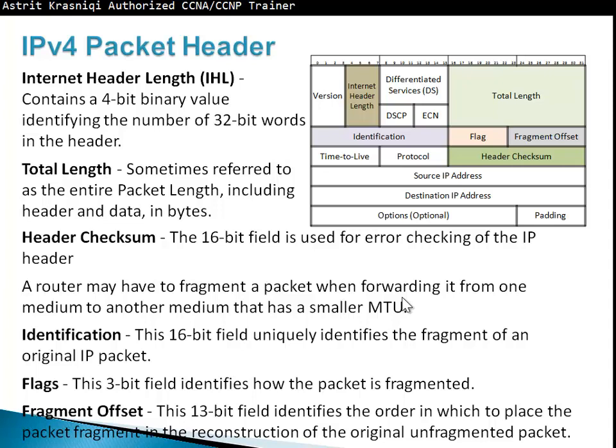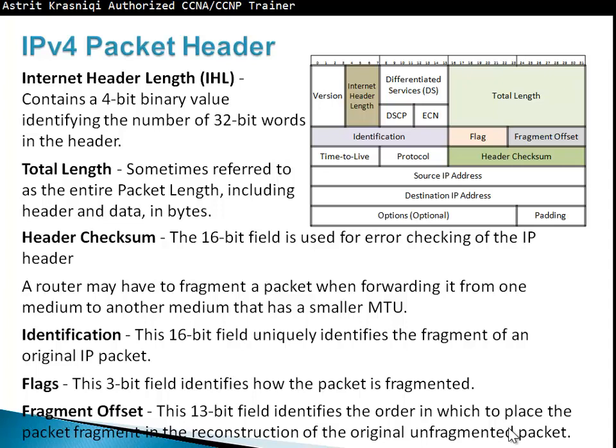Then, like I said earlier, if, for example, the medium that we are using is different, the IP might have to fragment the packet. If they fragment the packet, then those three fields here, identification, flag, and fragmentation offset, will be set. Identification is a 16-bit field that uniquely identifies the fragment of the original packet. The 3-bit field is a flag that identifies how the packet is fragmented, and the fragment offset, the 13-bit field, identifies the order in which to place the packet fragment in the reconstruction of the original unfragmented packet.